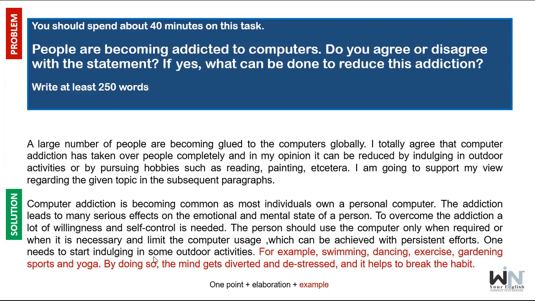One needs to start indulging in some outdoor activities. One should indulge in outdoor activities to reduce this. For example, swimming, dancing, exercise, gardening, sports and yoga. By doing so, what will happen? The mind gets diverted and de-stressed. The mind will get diverted from the computer, engaged in exercise, dancing, gardening. And it will be de-stressed, and it helps to break the habit. So the habit which earlier formed as a computer addiction will break by these types of solutions.